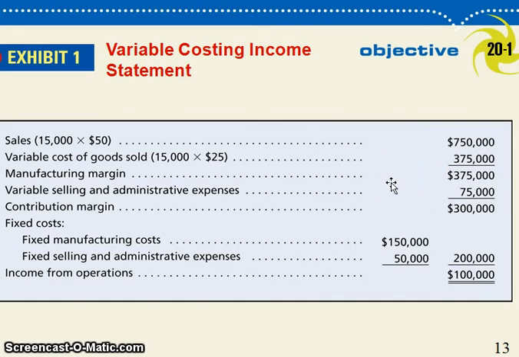Then from there you can subtract variable selling and administrative expenses. Again, it's a variable cost. So to come up with contribution margin, it is sales minus all variable costs. That gives you contribution margin. You learned this in the last chapter. All right, so here you go.